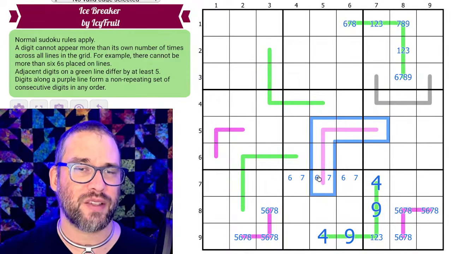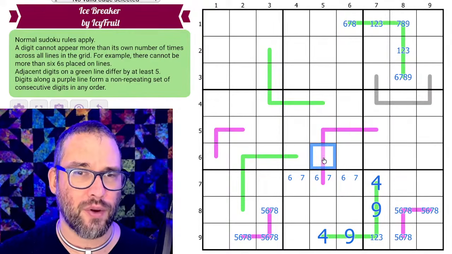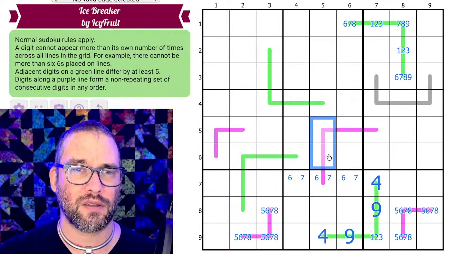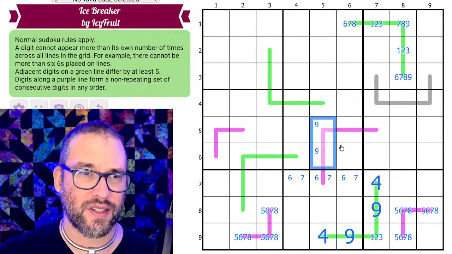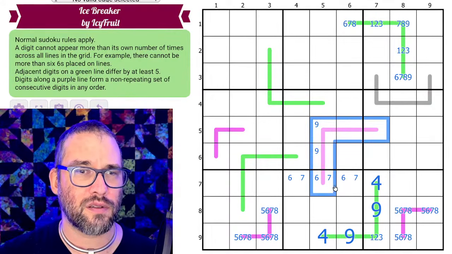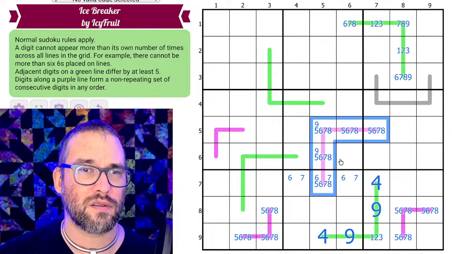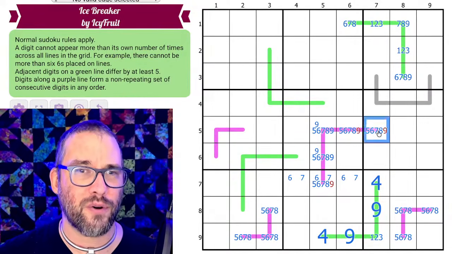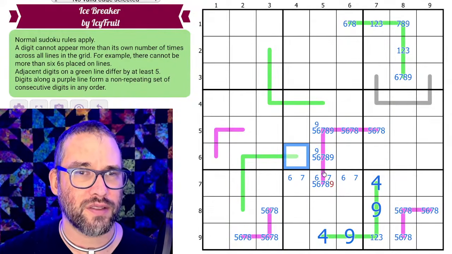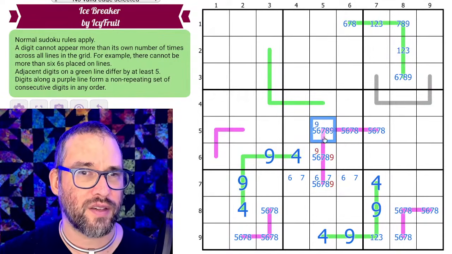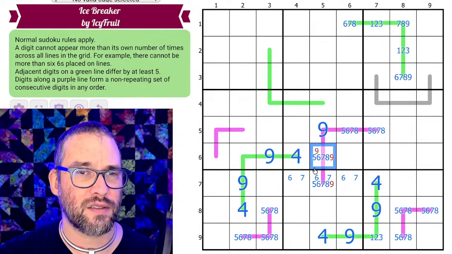So this has to be exactly 5, 6, 7, 8, 9. And there's only one place. No, there's two places for the 9. So one of these is a 9. And now this line can't be the one with the 4s anymore. So this one is. So that's our 9.